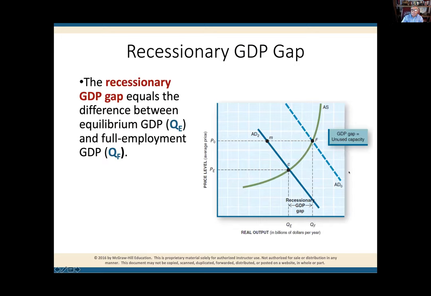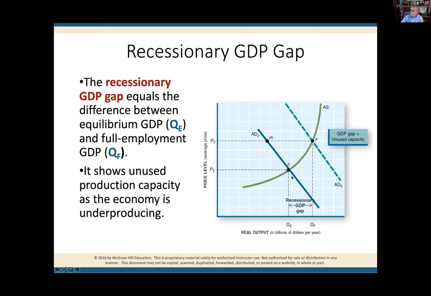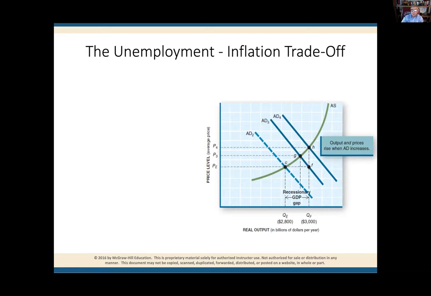A recessionary gap is equal to the difference between where we are and where we want to go. For example, full employment takes place at QF, the aggregate demand decreases, and now we're at C, so we have a recessionary gap. What can we do to close the gap? The government can increase government purchases, lower taxes, or increase transfer payments to move us towards the aggregate demand. If we have a recessionary gap, we are producing less than we are capable of, inside the frontier. We have unused production, the economy is underproducing, with high levels of unemployment.